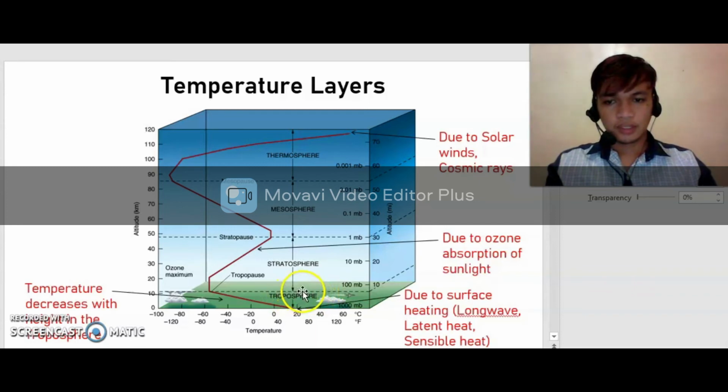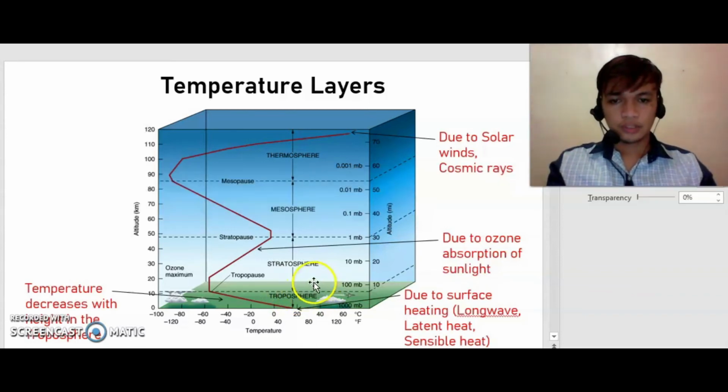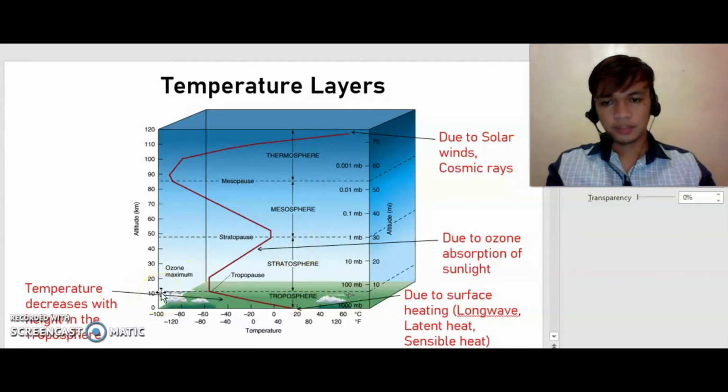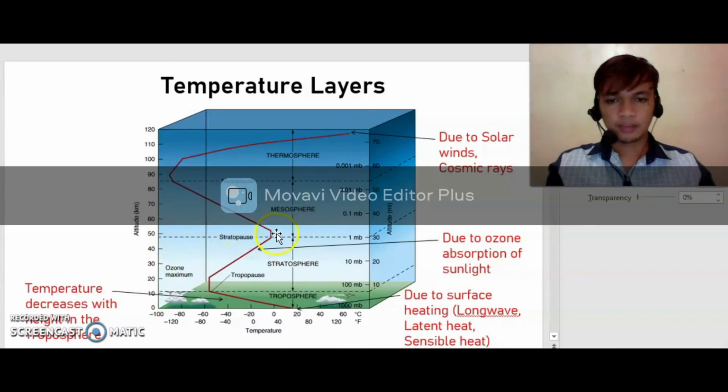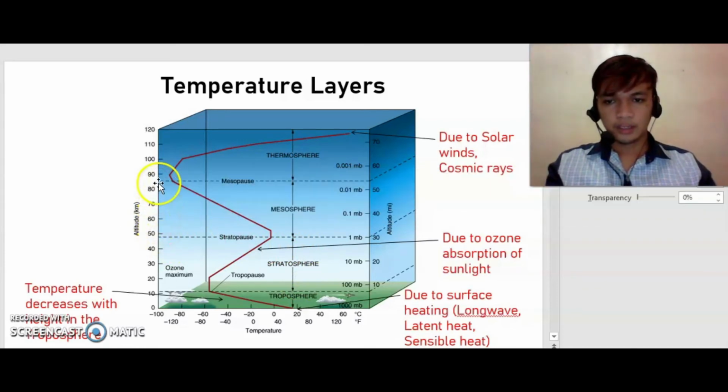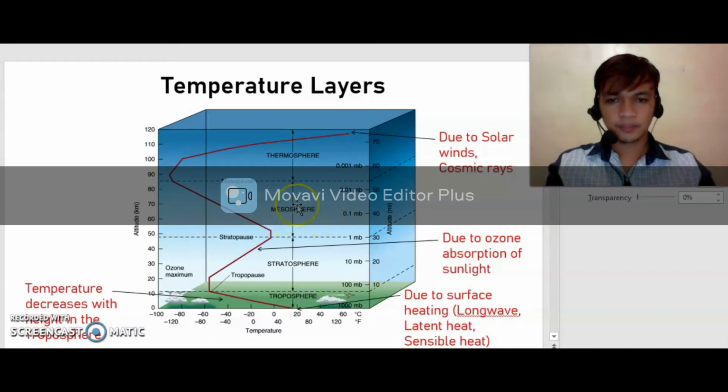After about 10 kilometers altitude, you can see the stratosphere from about 10 kilometers to around 50 kilometers above sea level. From about 50 kilometers altitude to about 85 kilometers, you can see the region of the mesosphere. And from above 85 to 120 kilometers, you can see the thermosphere.